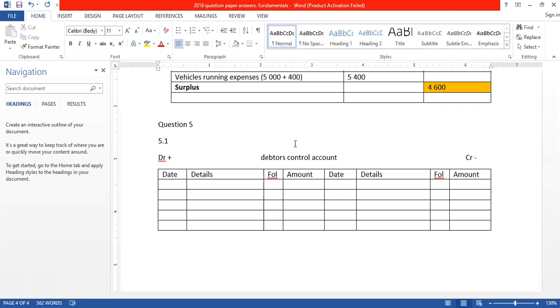And whatever transaction decreases your debtors will be recorded on the credit side to show the decrease in your debtors. Okay, so let's go back to our question and find out the type of transactions that affect our debtors.